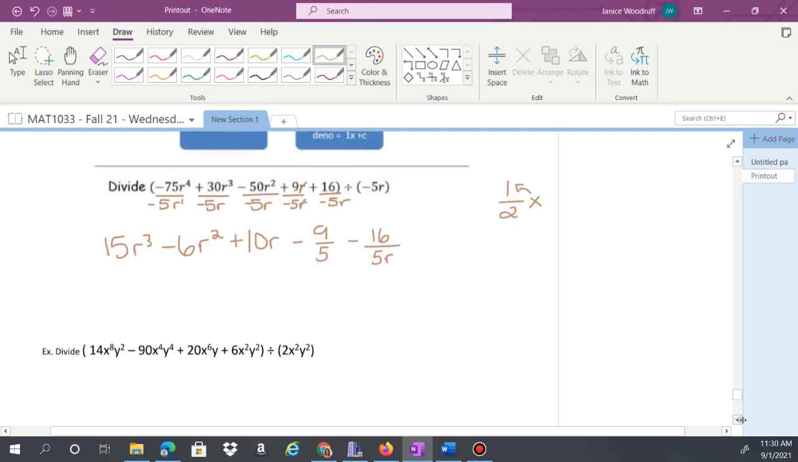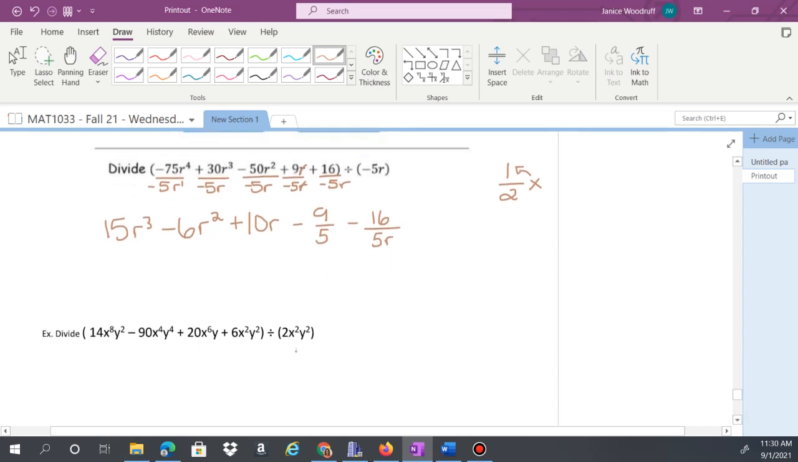So let me let you guys try this one real quick. And this is very similar. We would just put the 2x squared y squared underneath each term. So go ahead and try that. We'll go over this in just a minute.